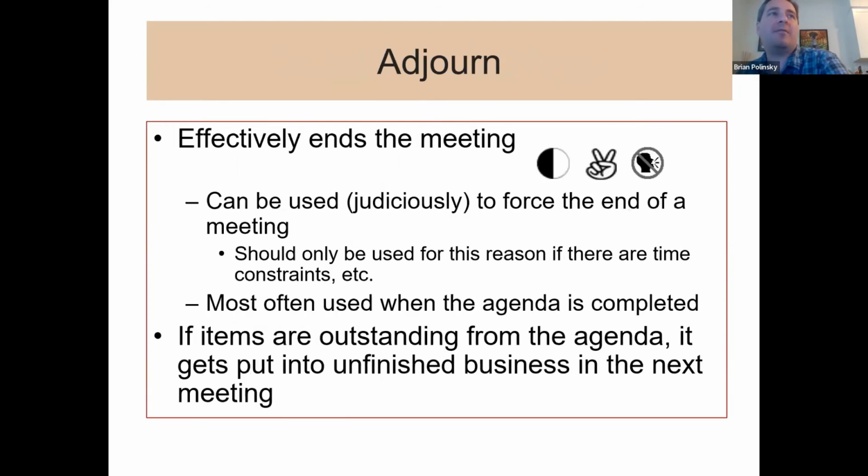Next type of motion is a motion to adjourn. That effectively ends the meeting. Can be done by a simple majority vote, has to be seconded, and it's not debatable. That can be used, but only used judiciously to force the end of the meeting. But that should only be if there are time constraints and the meeting actually needs to end.